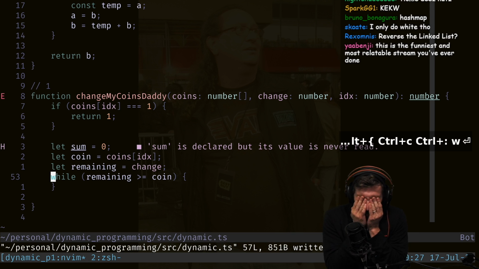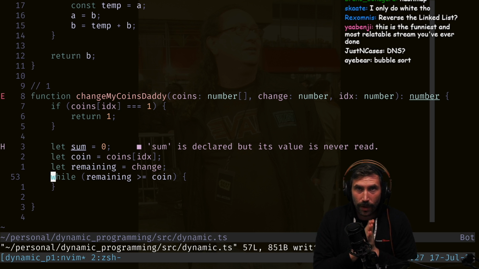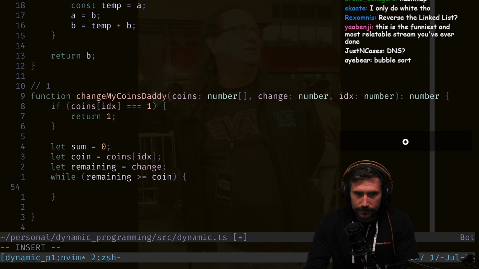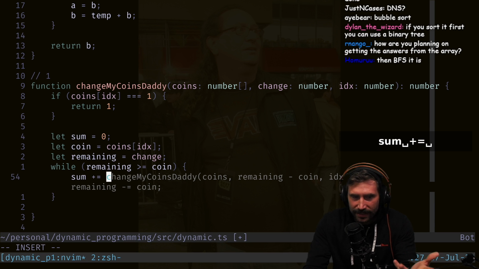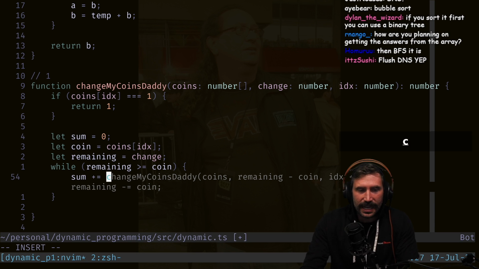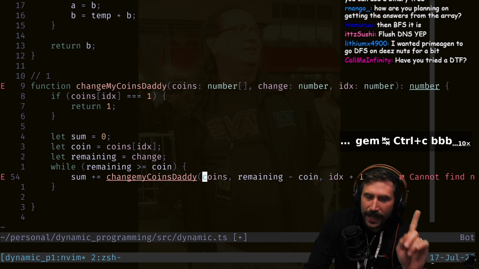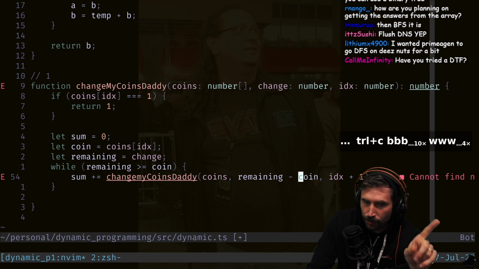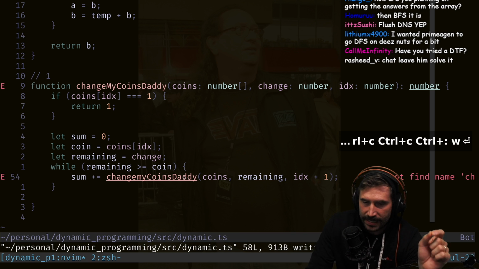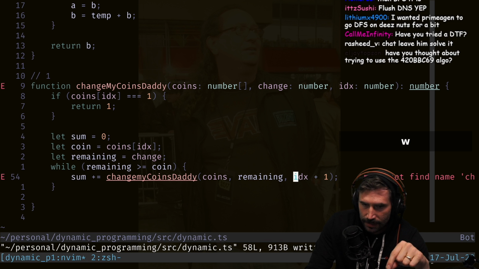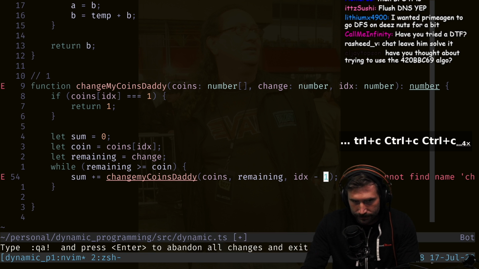So if I were to solve this recursively, what you're saying is, at this point, with what is remaining, this is exactly what I was thinking, is that I do something like change my coins daddy, right? And I would repass in the coins. Remaining would remove off the coin. I need to get the sum from there. Then I need the index, no. The index, let's do -1, right?